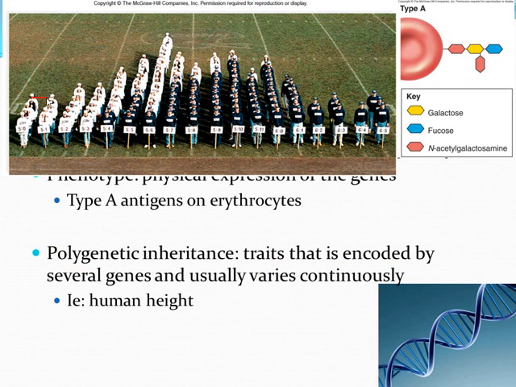And you'll notice how it's kind of continuous. Continuous meaning it has a bell-shaped curve. Towards the extremes, either very short or very tall people, there are fewer of them, right? The majority of them are in this middle range of height.